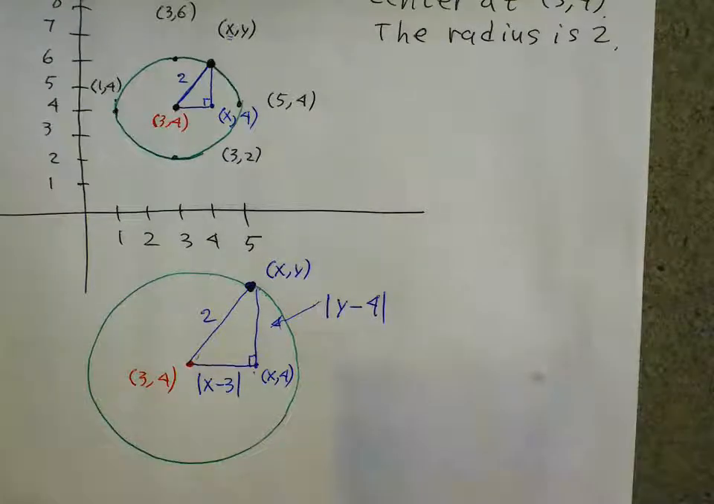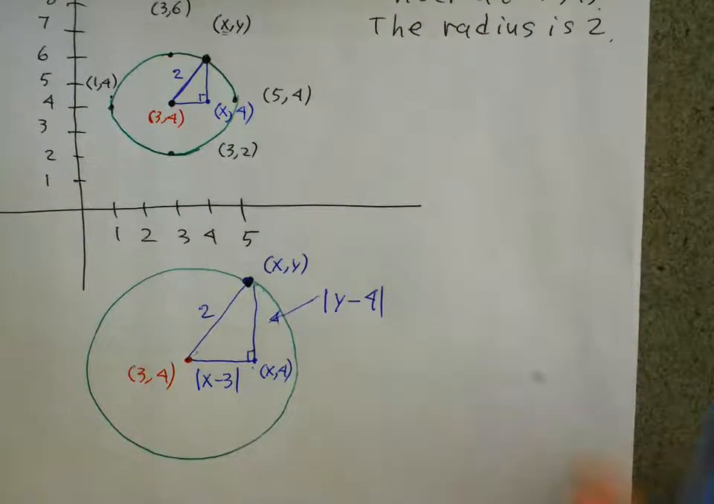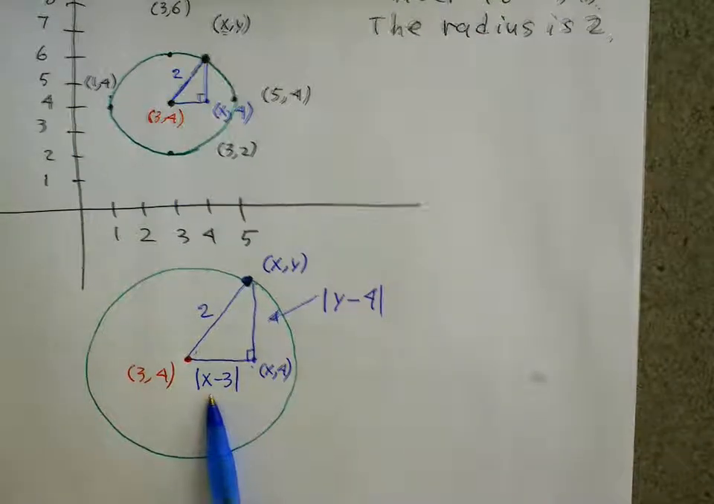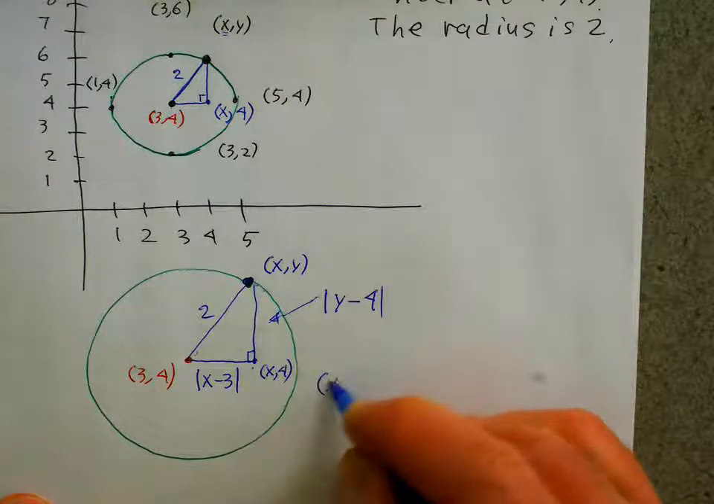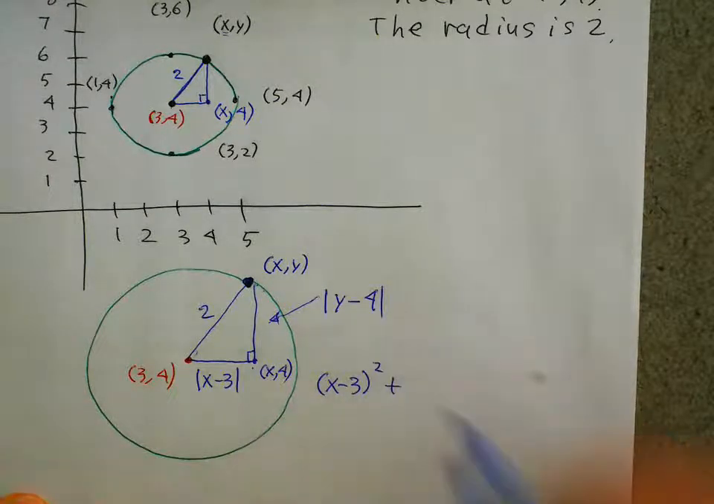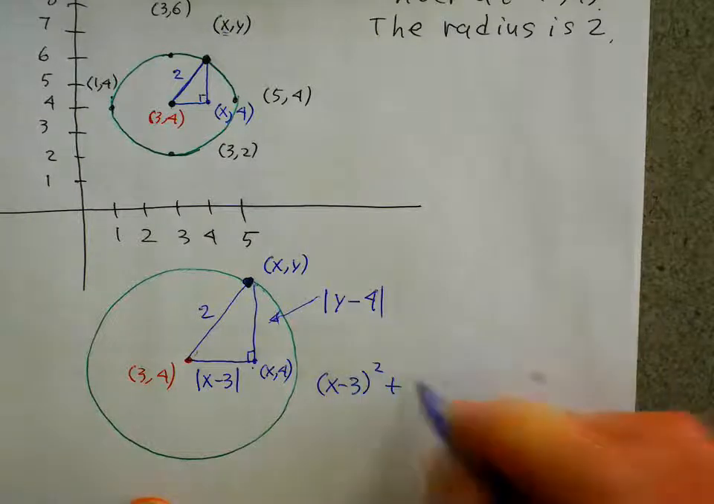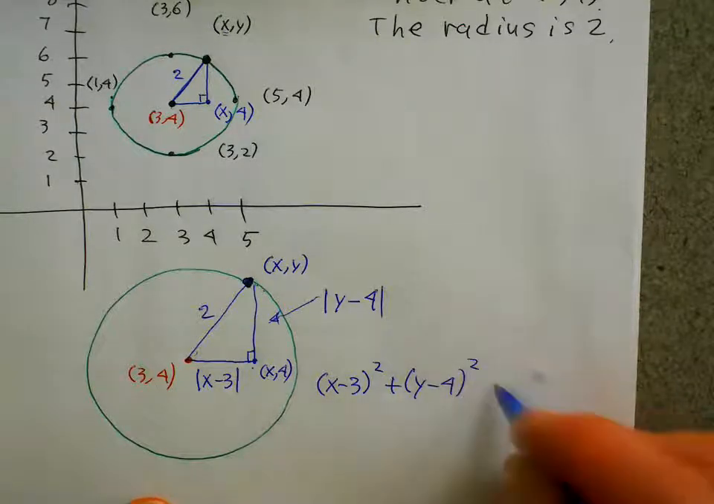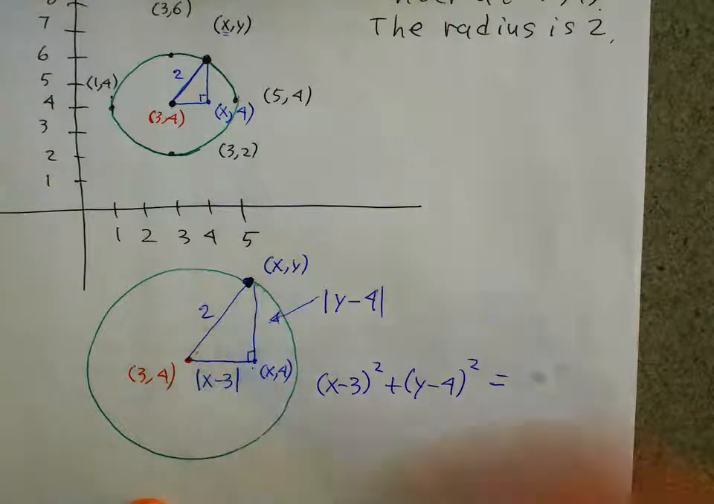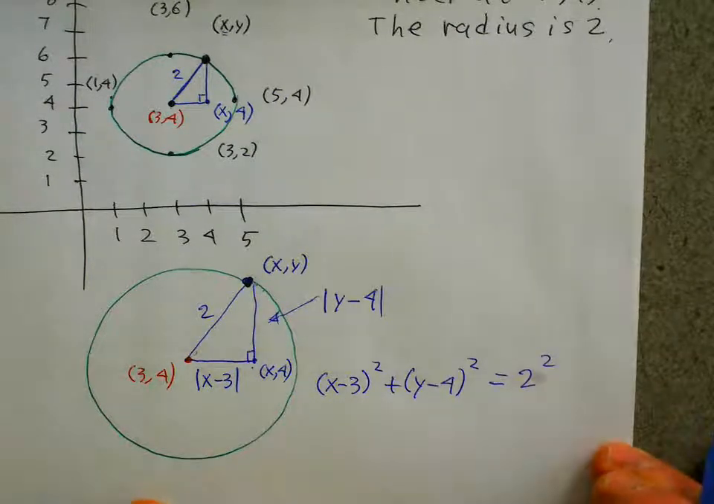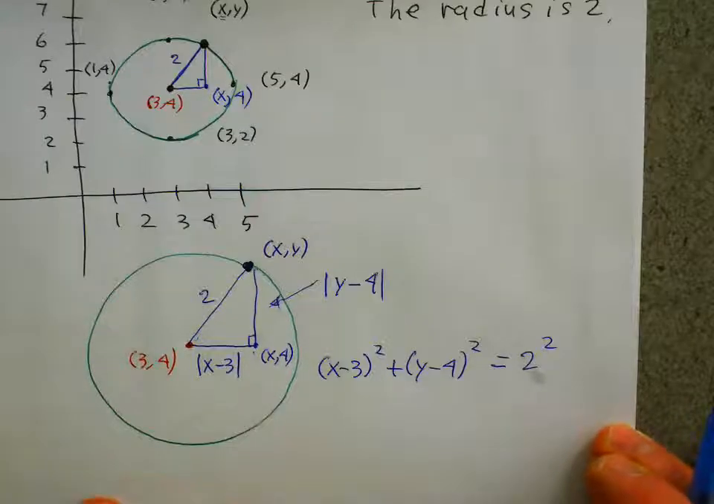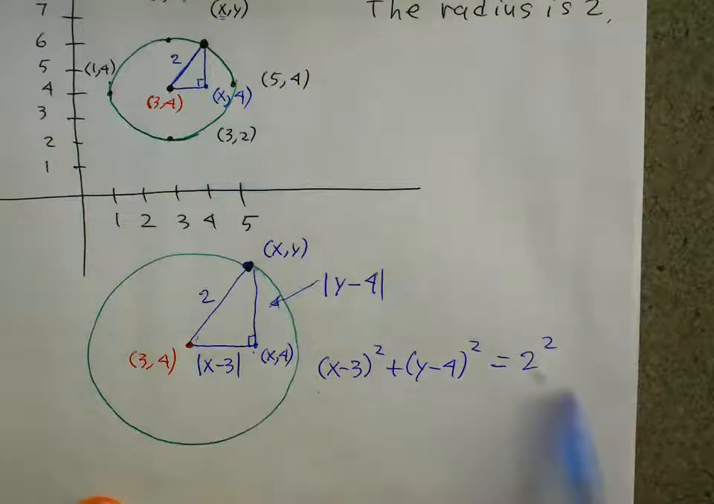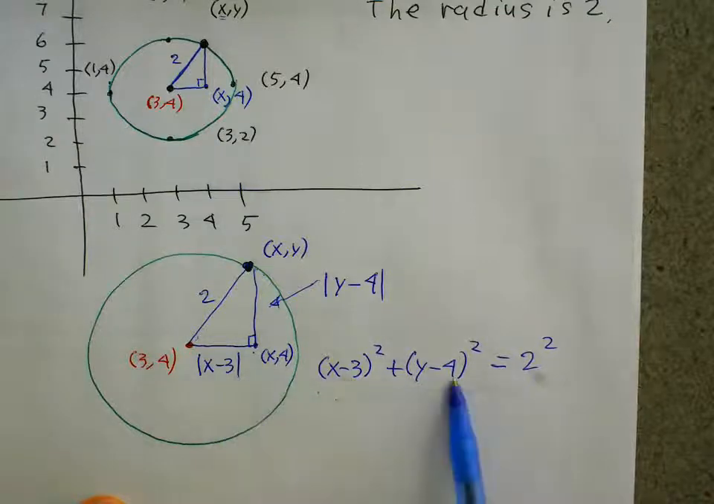Okay, then we use the Pythagorean theorem on this right triangle. So I'm going to write the quantity x minus 3 squared plus the quantity y minus 4 squared equals the length of the hypotenuse squared, or 2 squared. Hey, this is our answer. This is the equation of the circle centered at 3, 4 with radius 2.